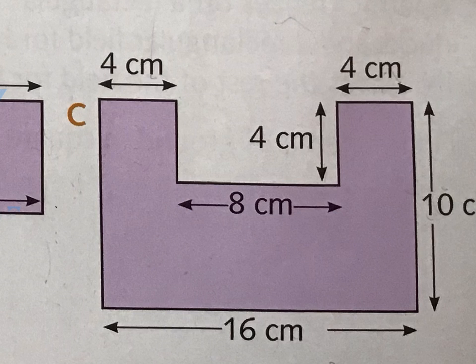Shape C was a little trickier because you had to split this in 2 places. So you could have split it horizontally here and here, or you could have split it vertically here and here. Now you'll notice that this shape is symmetrical, so you'll know that for whatever area you find in this part, it'll be the exact same in this part, because the shape is symmetrical. It's 16 centimetres wide, 8 centimetres in the middle, 4 on either side, so you know that it's symmetrical.